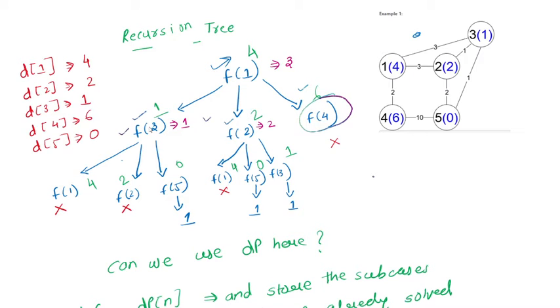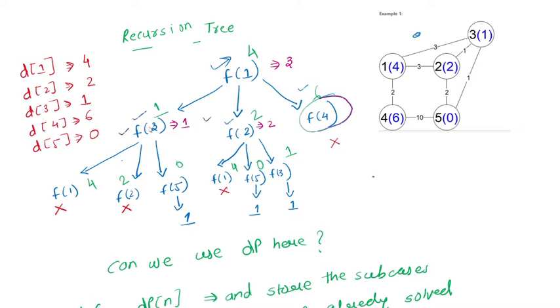What all vertices are adjacent to 3? Those are 1, 2 and 5. D of 1 is greater than D of 3, hence we won't consider this case. D of 2 is greater than D of 1, and D of 2 is greater than D of 3, hence we won't consider this case. But D of 5 is less than D of 3, hence we will consider this case.